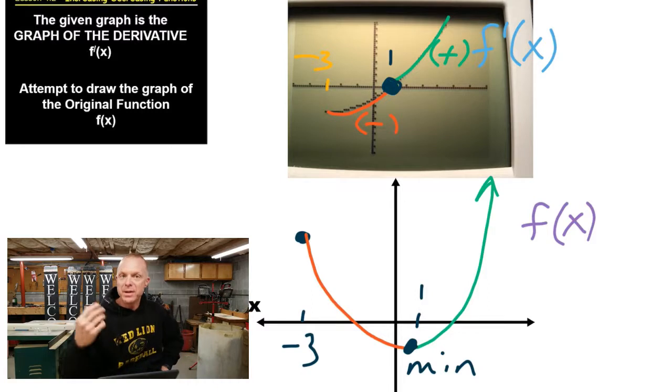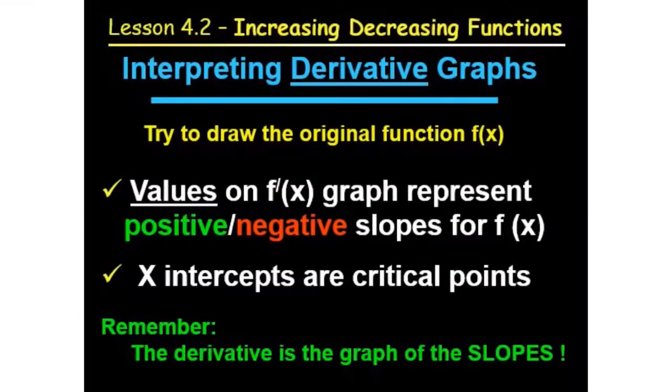Now, today's lesson is all about drawing original functions by interpreting the graph of a derivative. And when we interpret the graph of a derivative, we want to remember that the values of that graph represent the positive and negative slopes of the original function. And then again, those x-intercepts, well, they become those critical points.